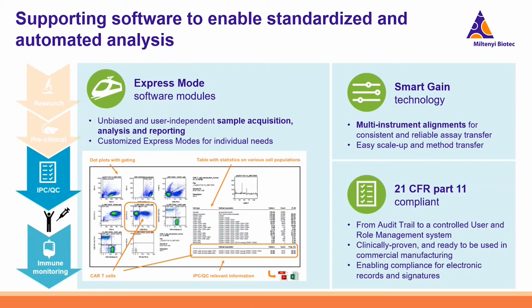We also have our smart gain technology, which is our software to really have comparable results from different devices and maybe different manufacturing sites, so that you have really a multi-instrument alignment over maybe different continents. What we also offer is a software add-on, which is called 21 CFR Part 11 compliant software. And that includes an audit trail, so that you can always check and document what has been done. And it also includes user management.